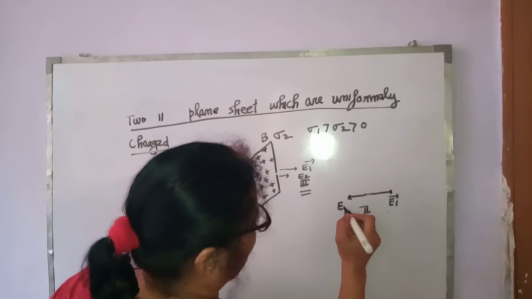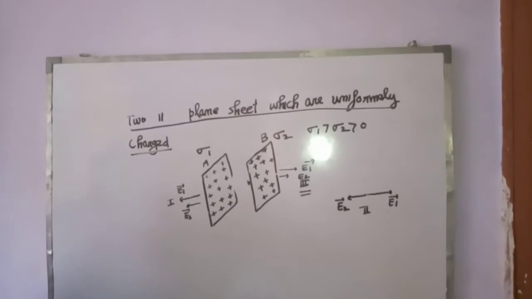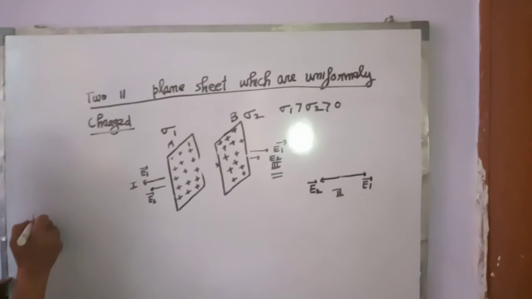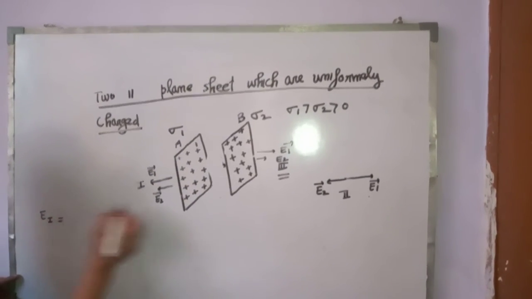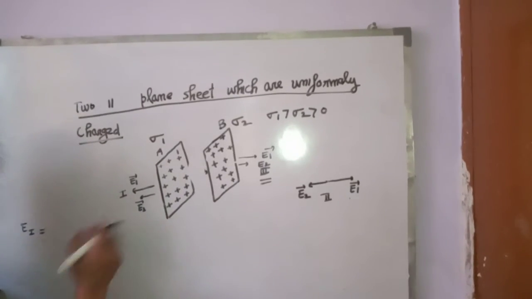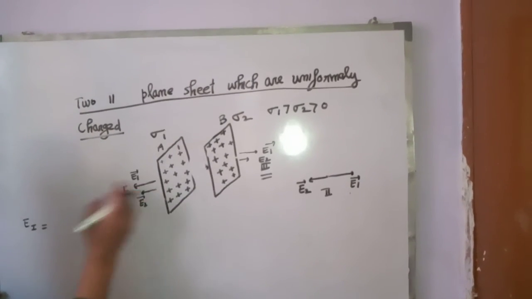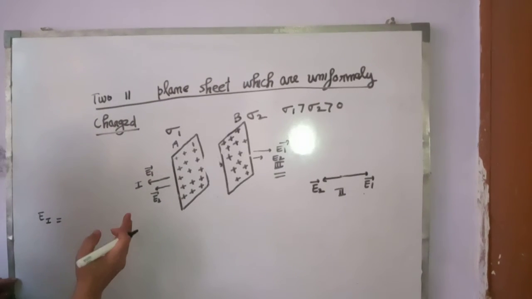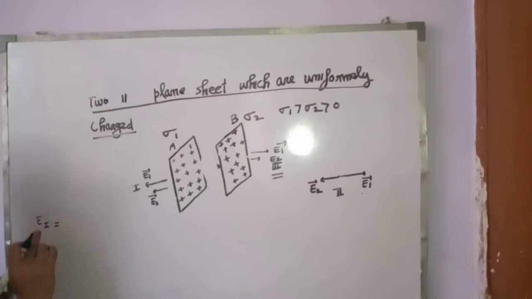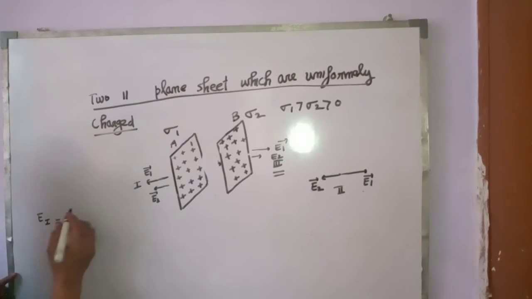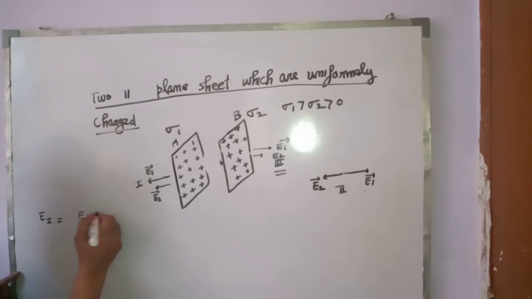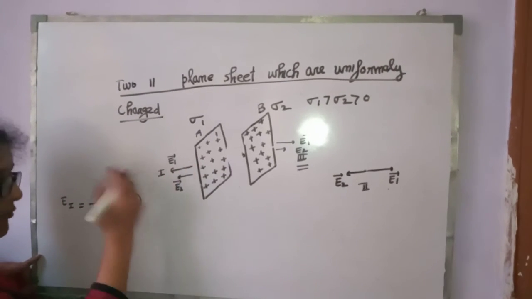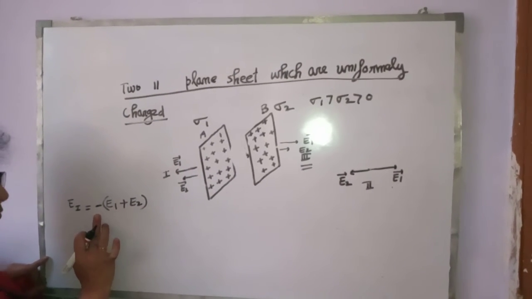Now, what is the value of the resultant field in the first region? That means E first. Both are in the same direction, so they must be added, but they are in the left direction, and for the left we take the negative sign. So E first is equal to E1 plus E2. Magnitudes should be added. The minus sign is only showing that it is in the left direction. The minus sign is for the direction.